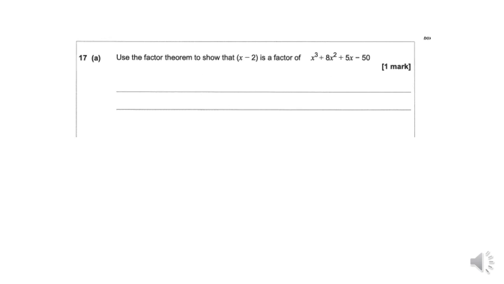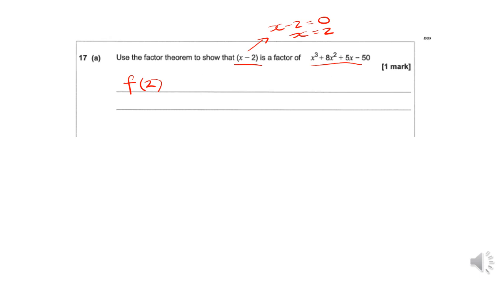Now there's a lovely bit of factor theorem. It says use the factor theorem to show that x minus 2 is a factor of this expression here. Well, if x minus 2 is a factor, that means x must be equal to, sorry, x must be equal to 2. Because remember, you put that bracket equal to 0. If x minus 2 was equal to 0, then x would equal 2.